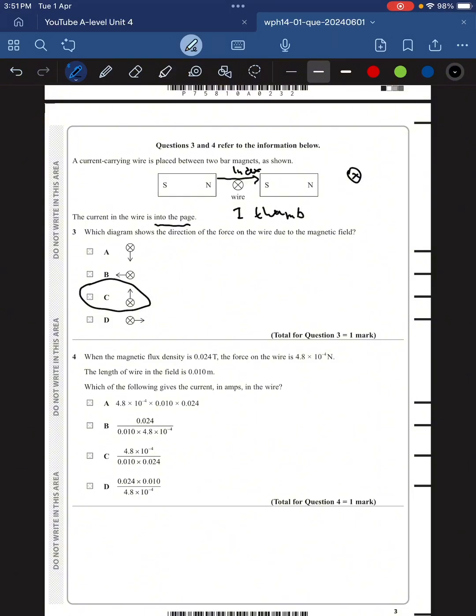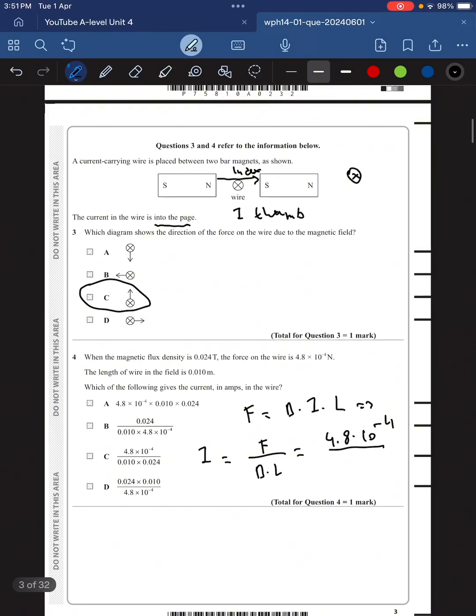So here is where we use F = BIL. The force is equal to the magnetic flux density times the current times L. What we have to calculate is the current, so I is equal to the force over B times L. Force is 4.8 times 10 to the negative 4. It's in newtons, so we don't have to convert. B is given in tesla, so we don't have to convert either, 0.024. And the length is 0.01 meters. So we just read off that the answer is C. Okay.